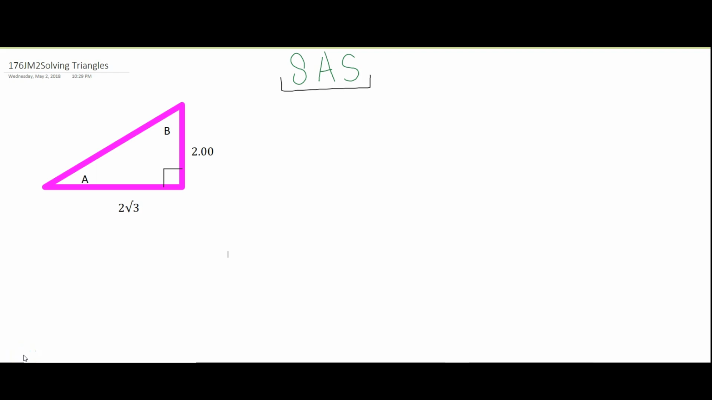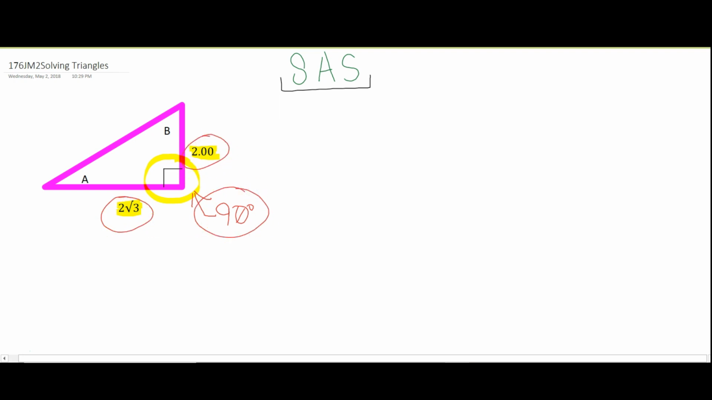So for our first example, we have a side angle side example. I know it's a side angle side triangle because I know two sides and one angle. I know the 2, and then I know the 2 times square root of 3, and I know that this angle right here, this is a right angle, so I know it's equal to 90 degrees. I know two sides and one angle. Side, angle, side.